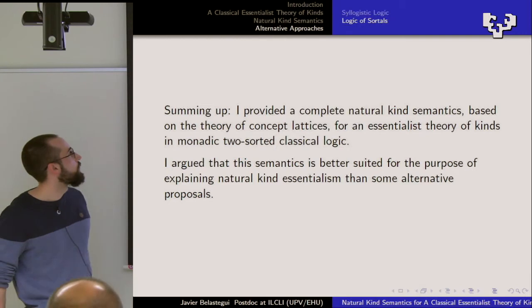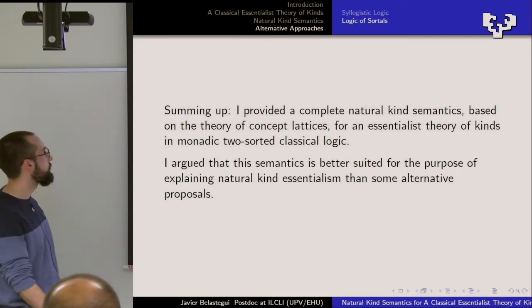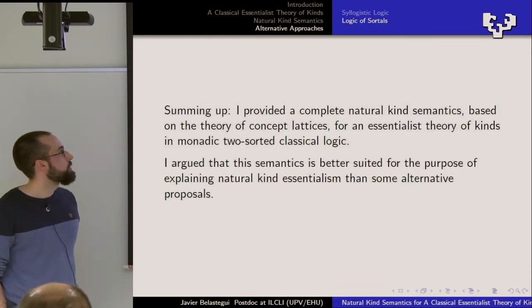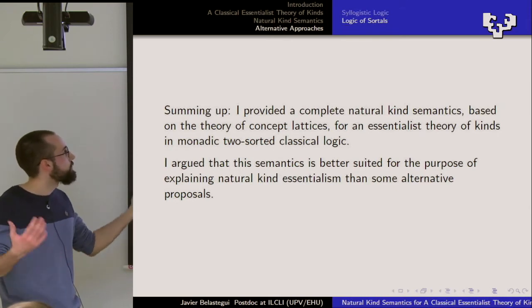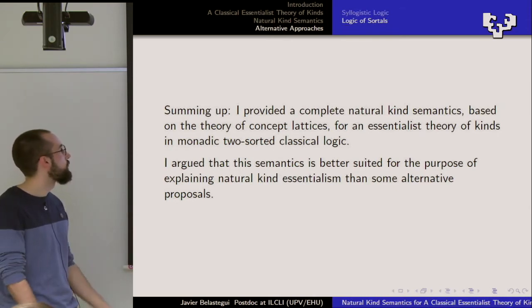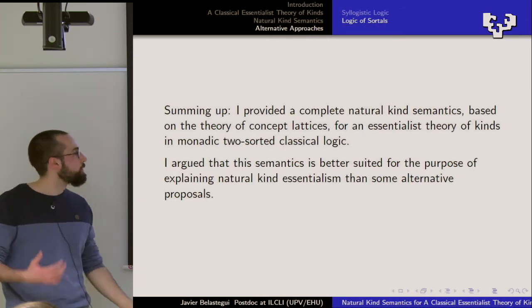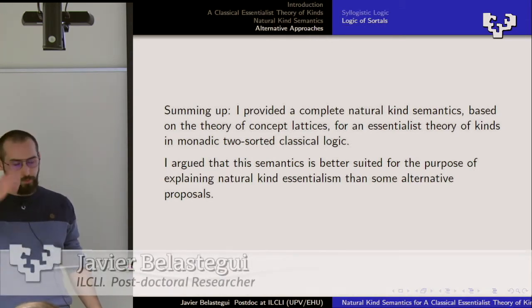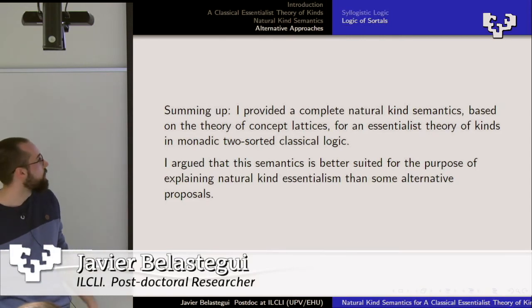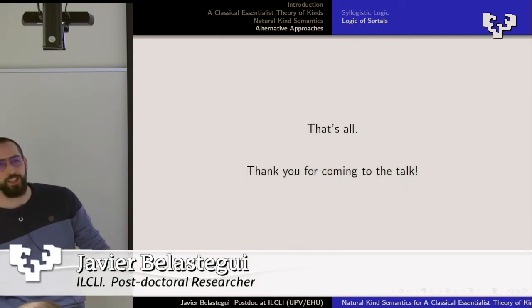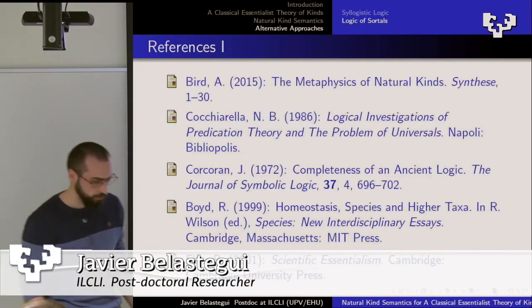So summing up, I provide a complete natural kind semantics based on the theory of concept lattices for an essentialist theory of kinds in monadic two-sorted classical logic. And I argued that this semantics is better for explaining natural kind essentialism than some other proposals. And that's all. Thank you for coming to this.